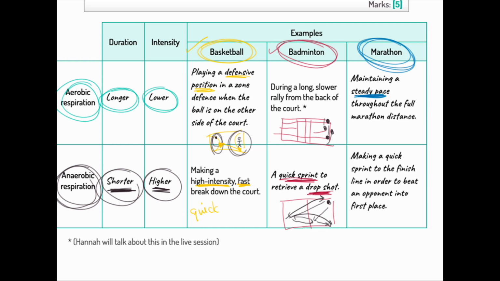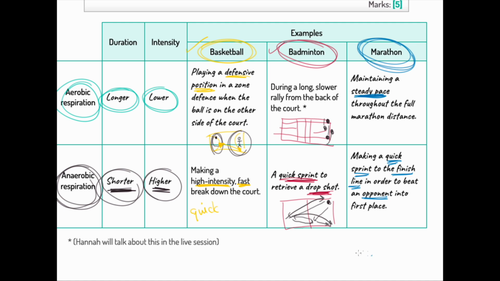And then the marathon. Marathon is easier to describe with aerobic respiration, a little bit harder with anaerobic respiration. We talk about that quick sprint. You might not realise that in marathon running, you do still have to do some sprinting. It might be to the finish line, to beat your opponent. You might be sprinting at the beginning just to get ahead of the pack.